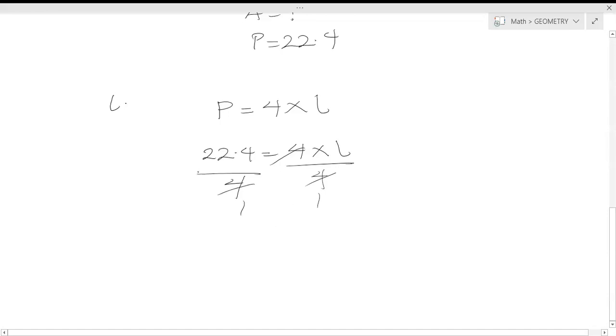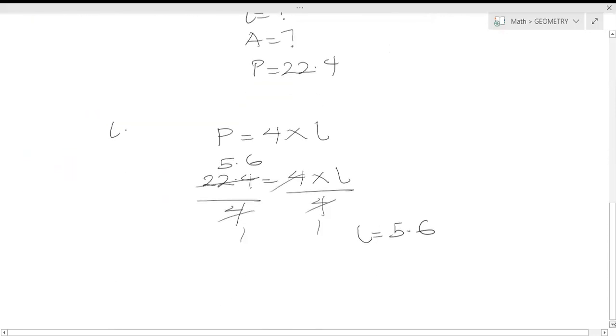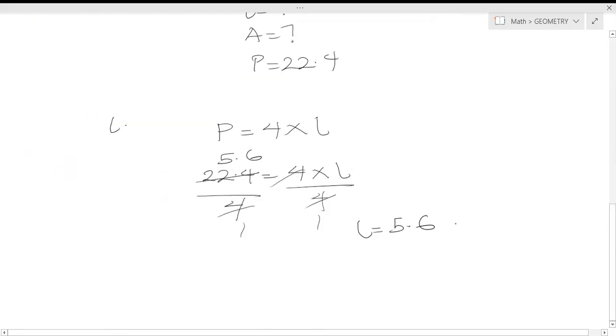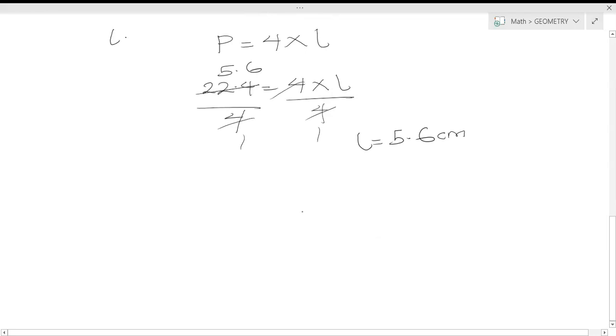So it means that the length of this square is going to be 5.6. 5.6 what? Let's check the units. Centimeters. So the length of this square is 5.6 centimeters. And from here we can find our area.